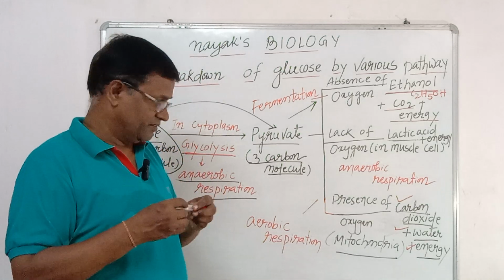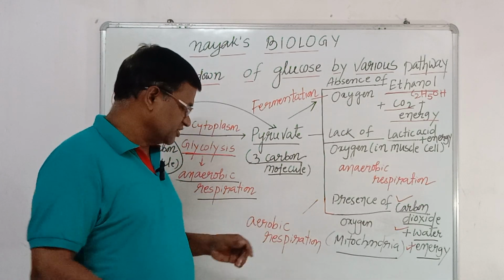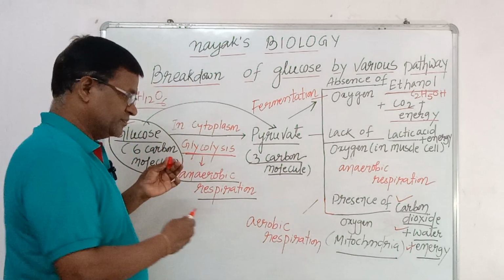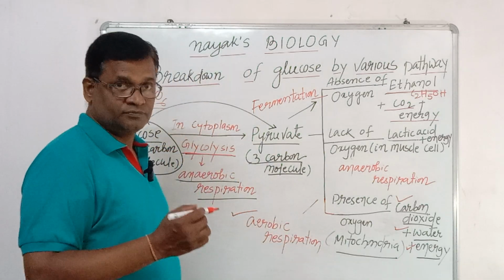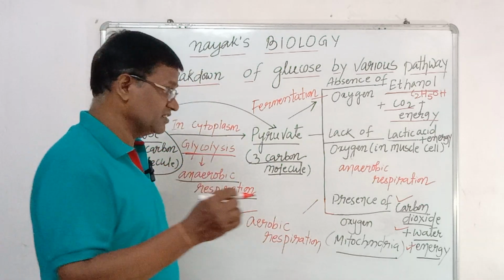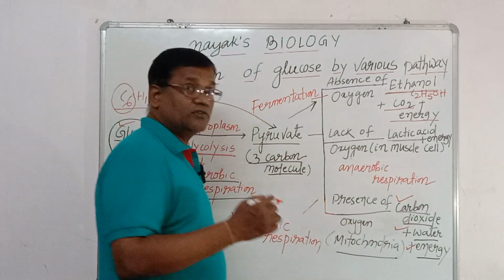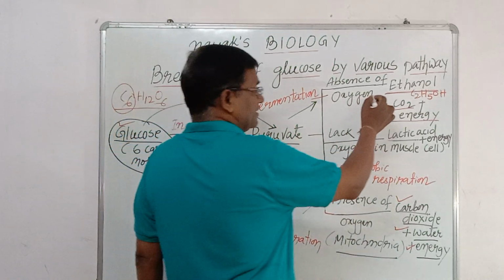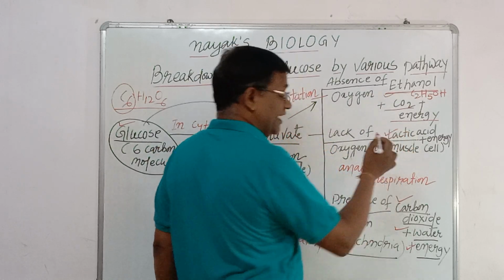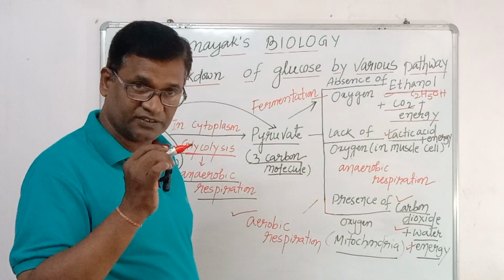Now try to understand. You see, the end product of aerobic respiration is carbon dioxide and water. Then what is the end product of anaerobic respiration? You see, ethanol and lactic acid are the end products of anaerobic respiration.